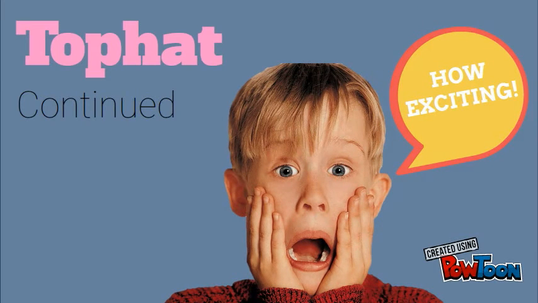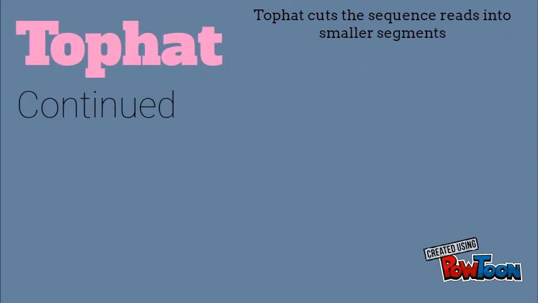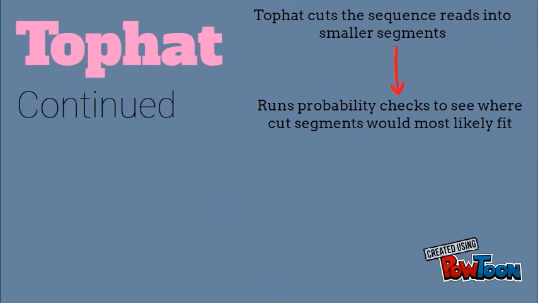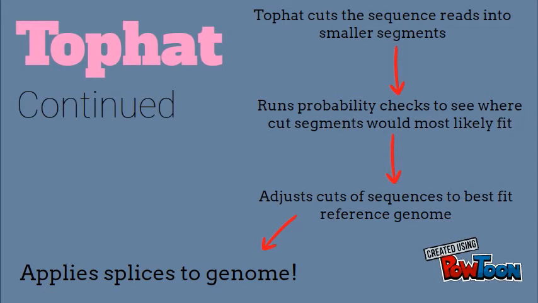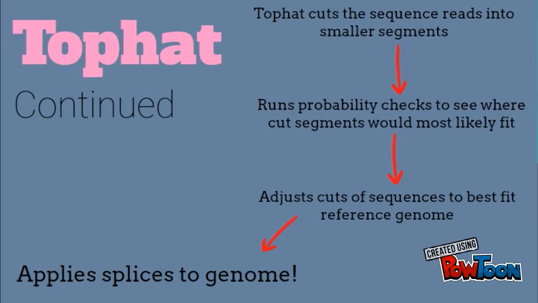This is wonderful because catalogs of alternative splicing are incomplete due to the difficulty of piecing the segments together. Tophat cuts the sequence reads into smaller segments, runs probability checks to see where cut segments would most likely fit, adjusts cuts of sequences to best fit reference genome, and applies splices to the genome.